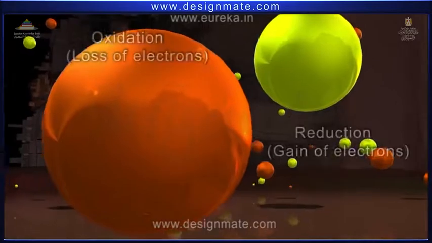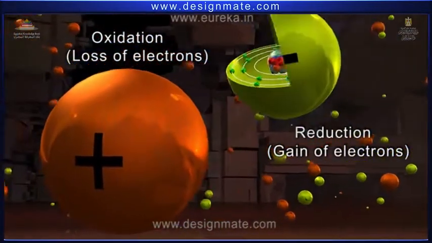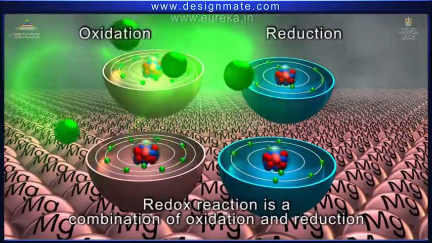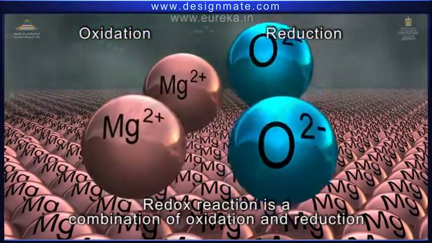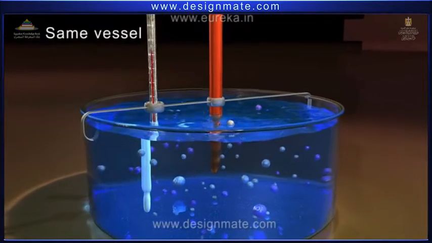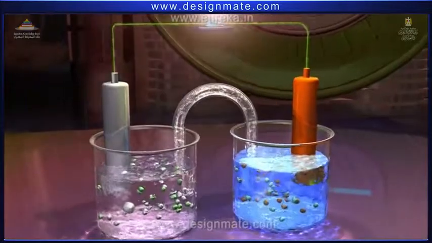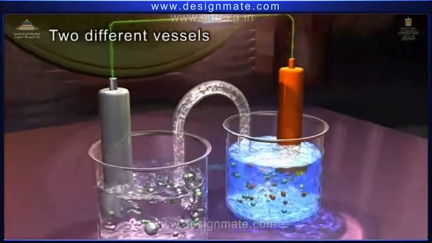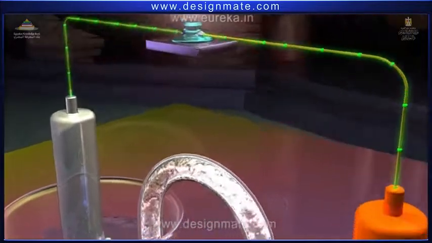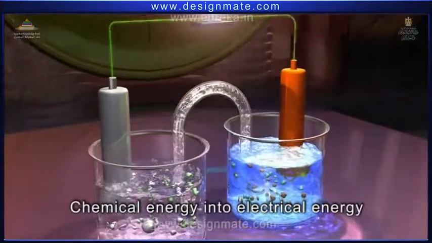Summary: We have learned that oxidation is the loss of electrons while reduction is the gain of electrons. Redox reaction is a combination of oxidation and reduction. Direct redox reaction takes place in the same vessel with a rise in temperature, while indirect redox reaction takes place in two different vessels. Electrochemical cells are based on indirect redox reaction, which converts chemical energy into electrical energy.